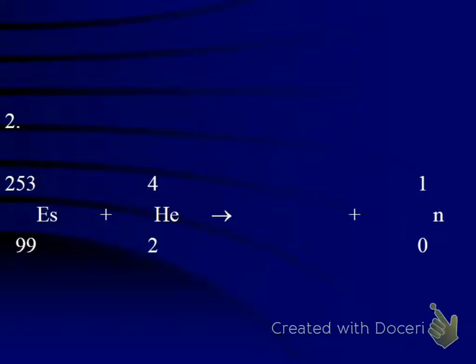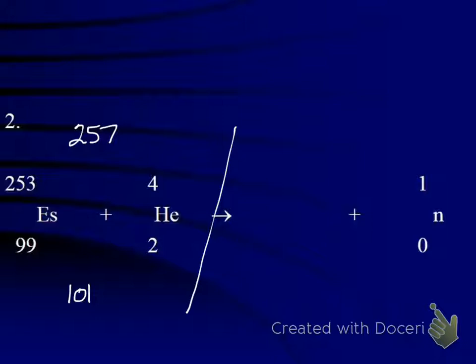In this one, I have 99 on this side. Sometimes it helps to draw yourself a line so you know where it's at. On the other side, I have 99 plus 2, which is how much? 101. And then I have 253 plus 4, which is 257.